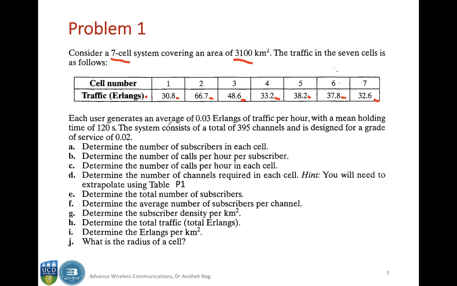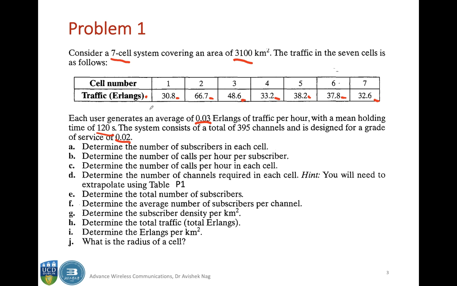Each user generates an average of 0.03 Erlangs of traffic per hour, with a mean holding time of 120 seconds. The system consists of a total of 395 channels and is designed for a grade of service of 0.02. Determine the number of subscribers in each cell. So let's proceed one by one.